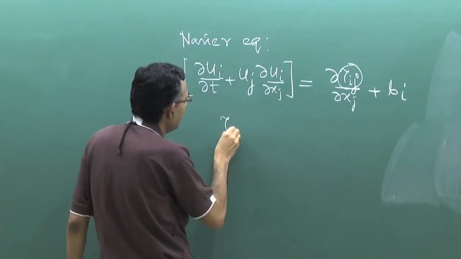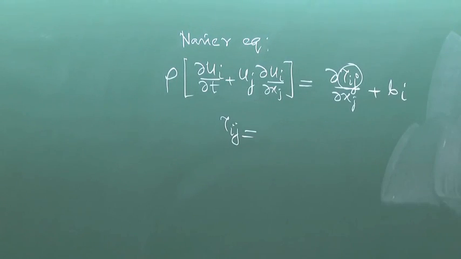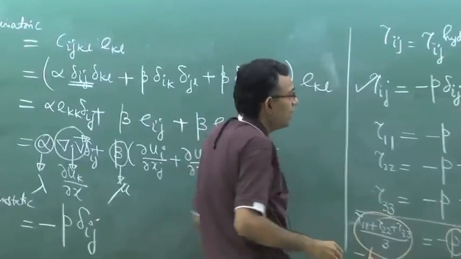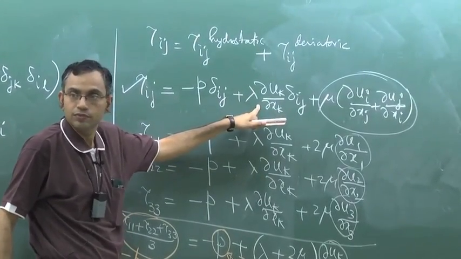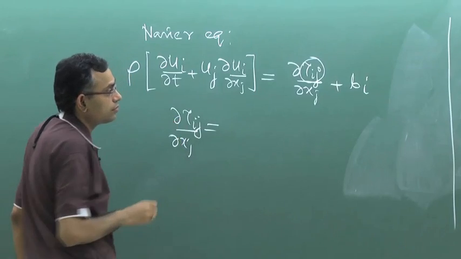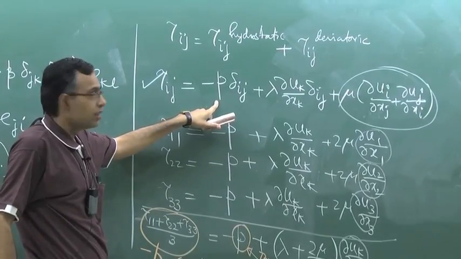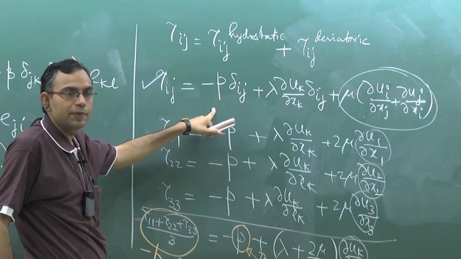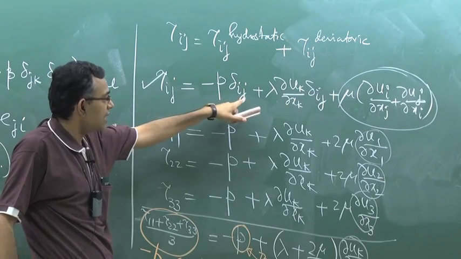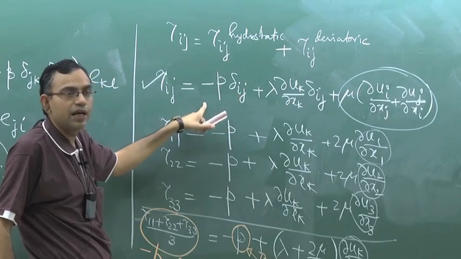So, what is this tau ij? Tau ij is equal to this one, with lambda is equal to minus 2/3 of mu. So, we will substitute that here. So, we will write del tau ij del xj. What is del tau ij del xj? Go to the first term, partial derivative of this with respect to xj. See, delta ij is equal to 1 when j is equal to i. So, xj will become xi. So, it will become minus del p del xi.